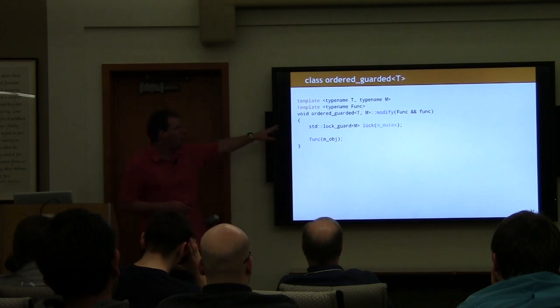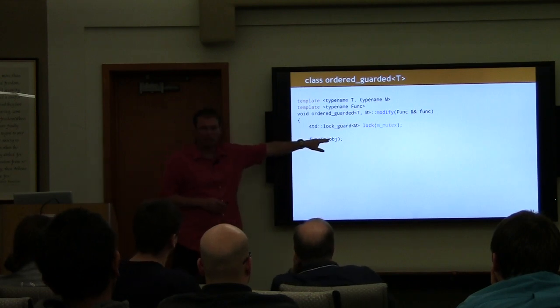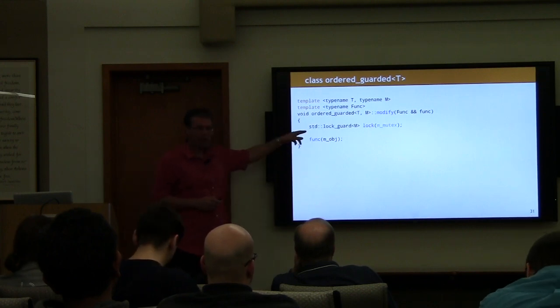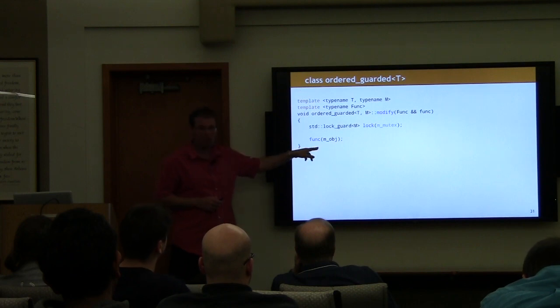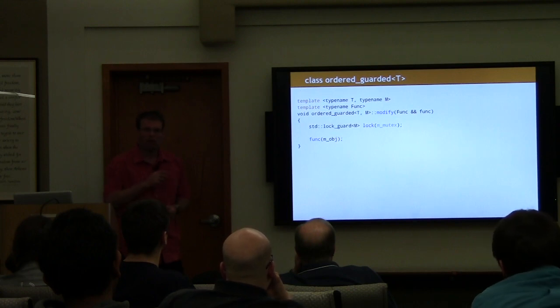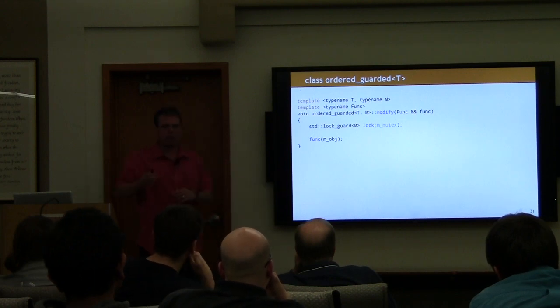But now, my modify function is the only function that can get an exclusive lock on this data. And all it does is get an exclusive lock and then apply this function to the object. At first glance, this may seem kind of trivial, and like I've just rearranged the lines of code from the caller into the library.